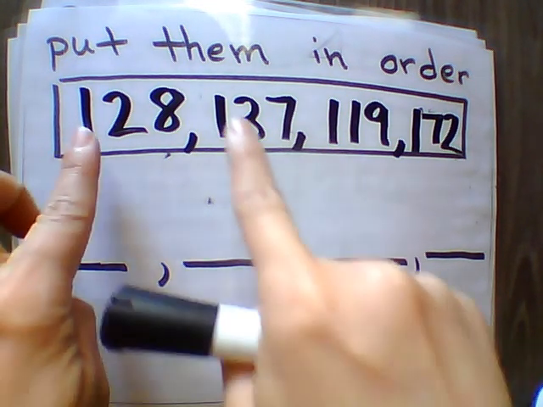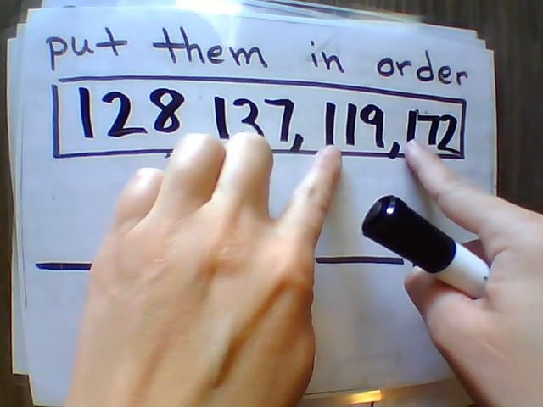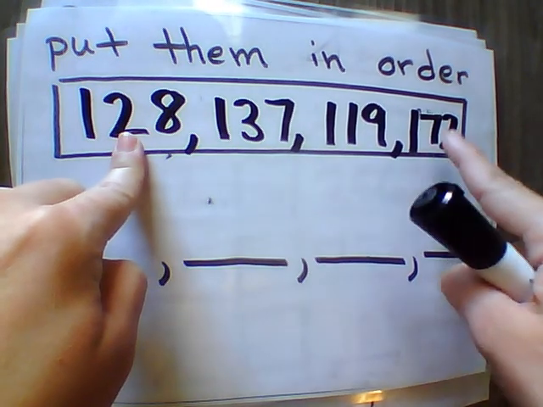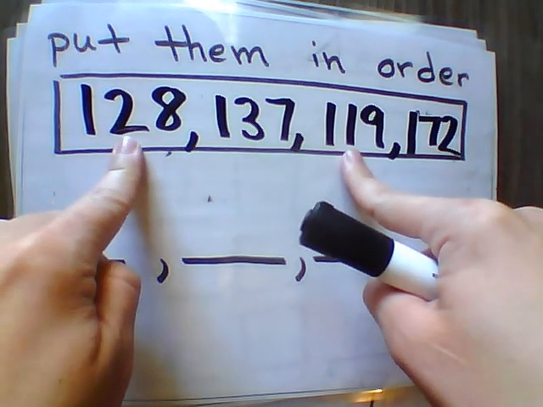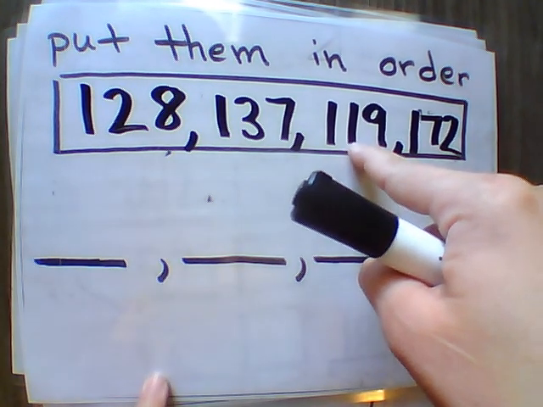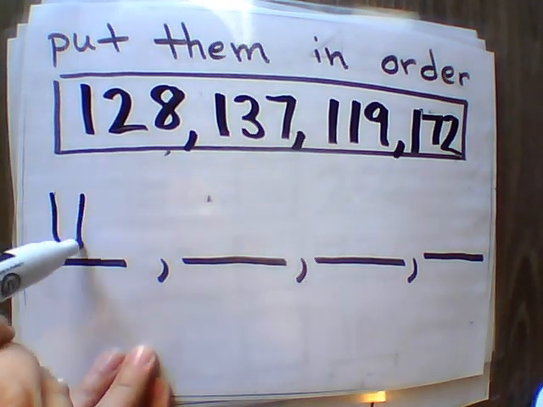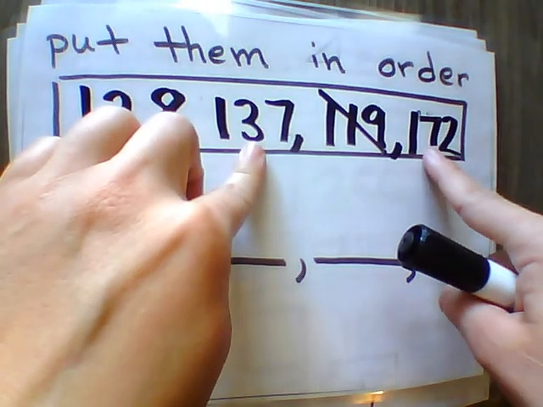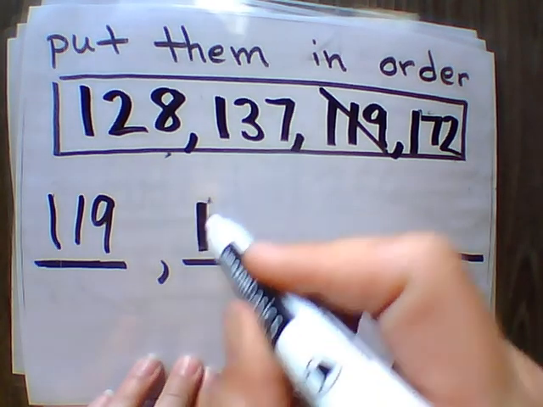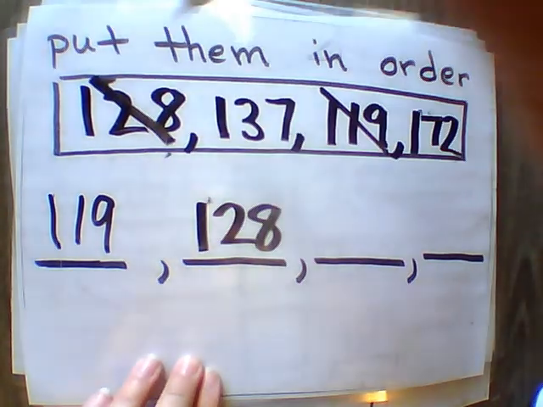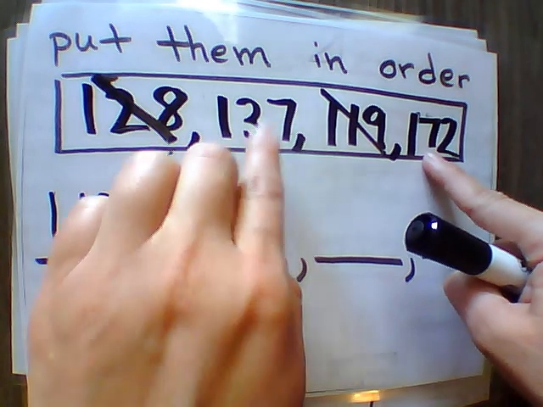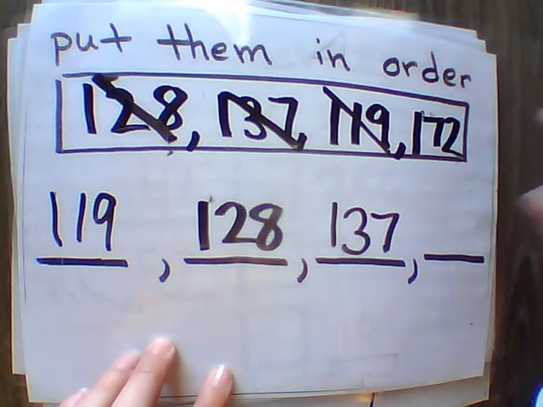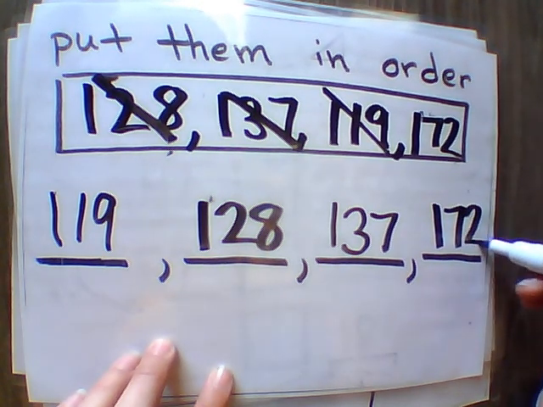Alright, so I noticed that all of them have the same hundreds. So then I'm going to go to the tens. I see 2 tens, 3 tens, 1 ten, 7 tens. So because the hundreds are all the same, then I go to the ten spot, and 119 is the smallest. Then I have a 2, a 3, and a 7. So 128 would be next, 137, and then 172 is the largest number.